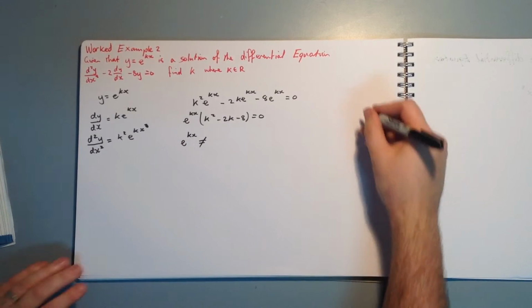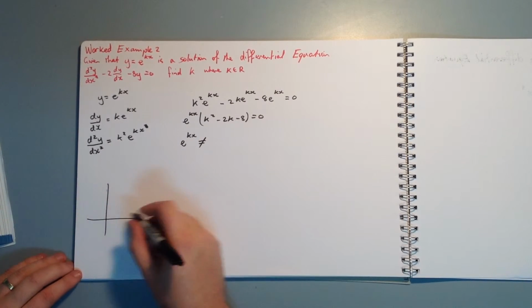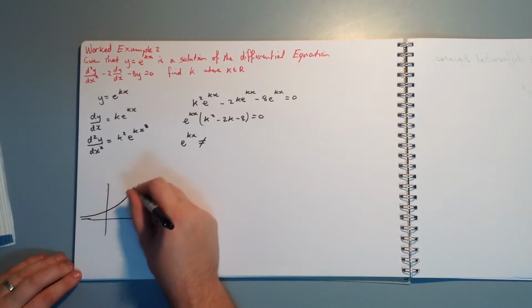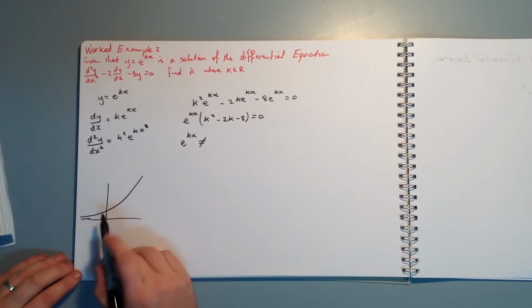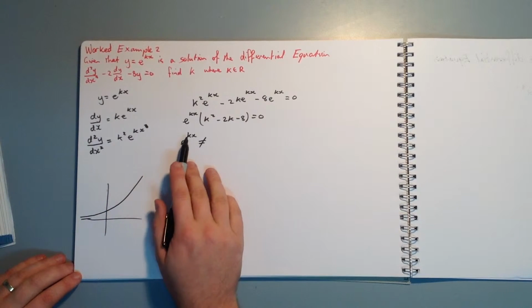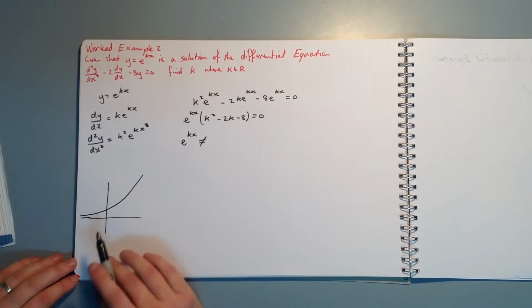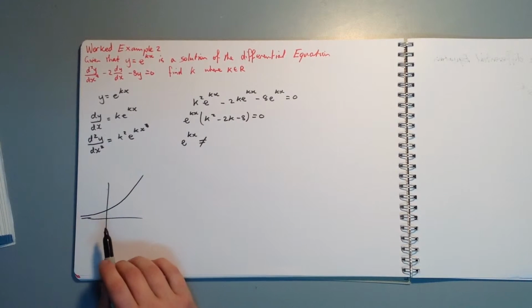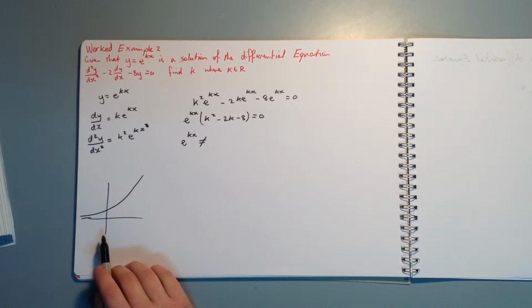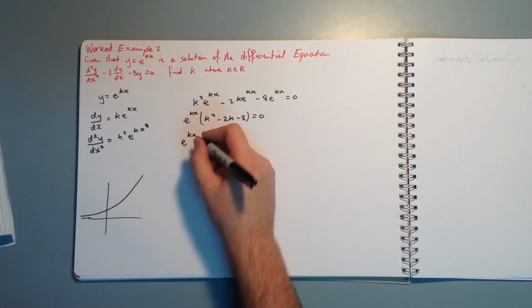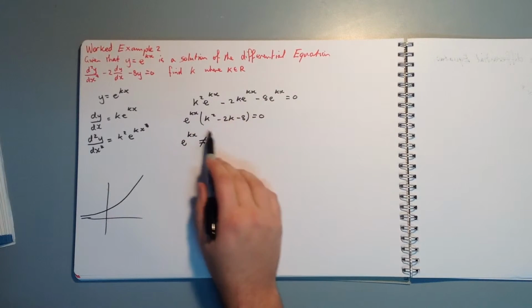Think of an exponential graph. I'll put it in here. It looks like that. If we change our value of k, it's just a dilation factor. Even if you make it negative, it's not actually going to cross our x-axis at all. So it can't equal 0 for this.